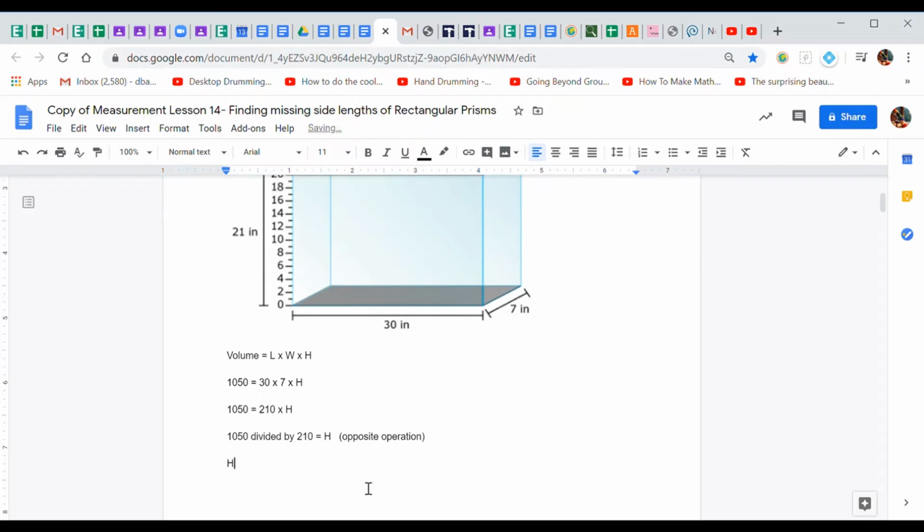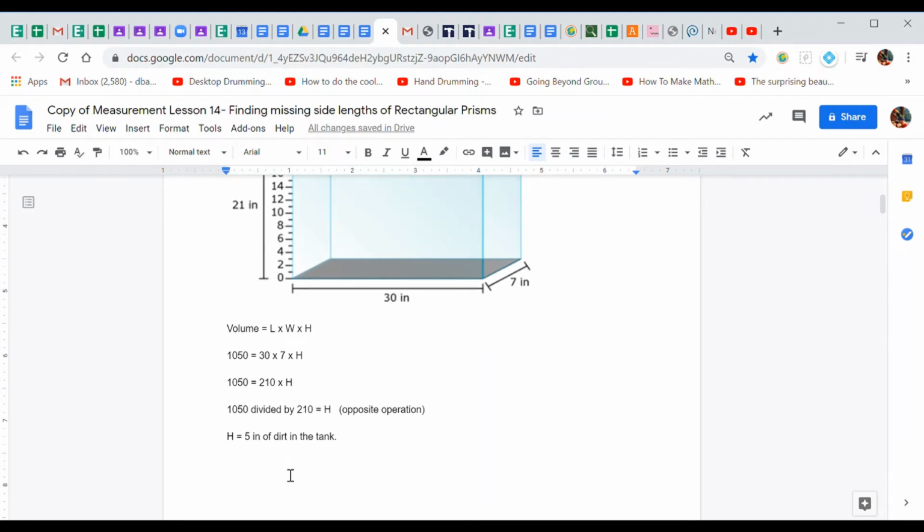So h, the height, equals 5. And this problem is measured in inches. Inches. Not cubic inches, it's just a length of a height. So the height of the dirt in the tank. That's it, that's the problem.